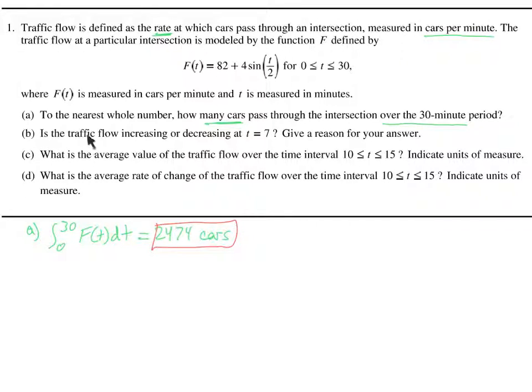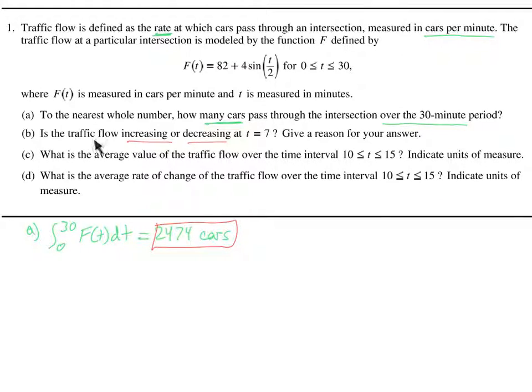And B, is the traffic flow increasing or decreasing at t equals 7? Give reasons. So let's first do it, but think about reasons as we go. So is the traffic flow increasing or decreasing? So traffic flow increasing, isn't it saying derivative? Traffic flow increasing or decreasing. Now, do you understand traffic flow is defined by the rate function? So if I'm saying increasing or decreasing, isn't this traffic flow, F for flow? So if I'm saying increasing, decreasing, aren't I saying derivative of something?